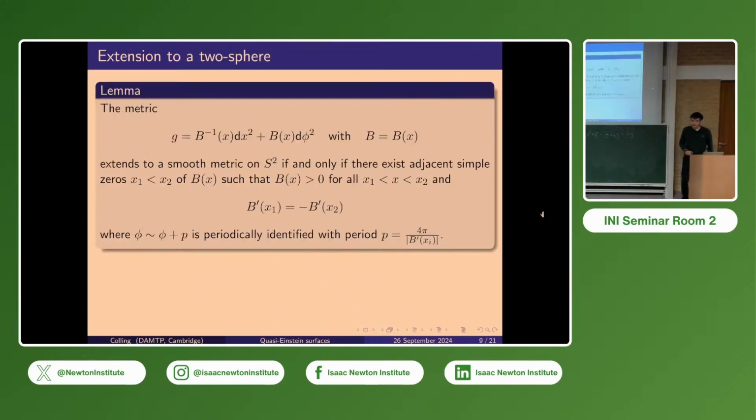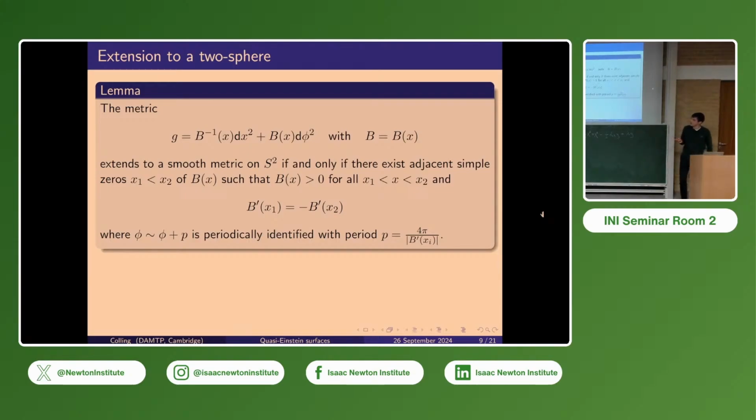Now for the global statement, we use the following lemma. If we have a metric that has a Killing vector ∂/∂φ, and this function B is the norm squared of the Killing vector, then it extends to a smooth metric on the 2-sphere if and only if B has 2 simple zeros, B is positive between the zeros, and at these zeros x1 and x2 there's this condition B'(x1) = -B'(x2), and moreover we have to periodically identify φ with the right period.